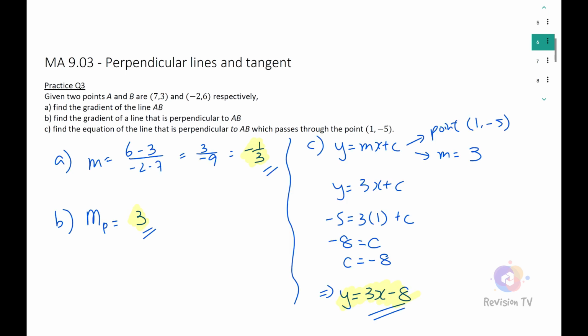Hopefully this question is not too difficult for you. I think I have scaffolded nicely enough to introduce you to something similar to this type of question, step by step: work out a gradient, work out the gradient of a perpendicular line, and then work out the equation of a line. It should be okay to do them.